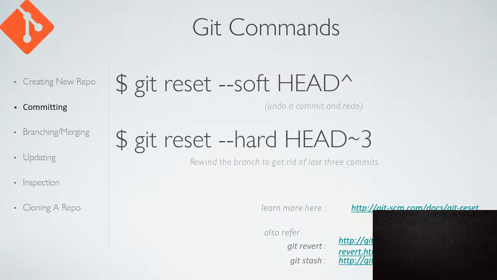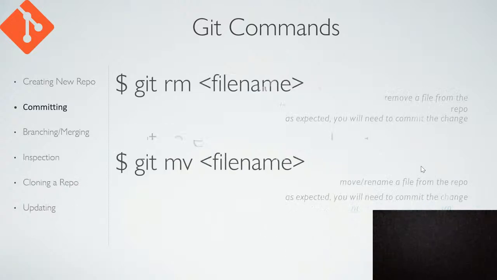And there are two types: git reset soft HEAD and git reset hard HEAD. Soft HEAD is used to undo a commit and redo it, and hard HEAD is used to rewind the branch to get rid of the last three commits. I have given you the referral links. You can refer to those links for more information.